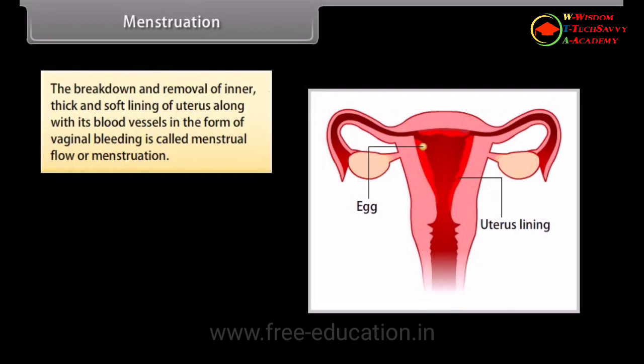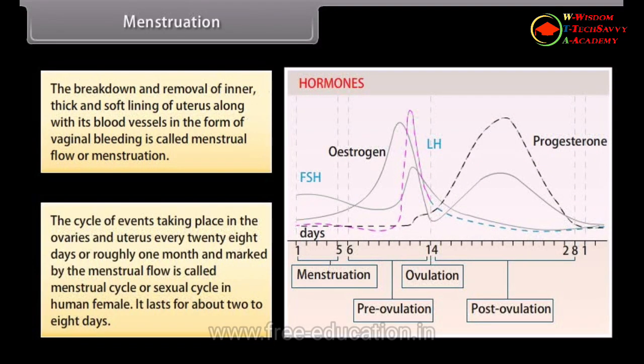Menstruation. The breakdown and removal of the inner, thick, and soft lining of the uterus along with its blood vessels in the form of vaginal bleeding is called menstrual flow or menstruation. The cycle of events taking place in the ovaries and uterus every 28 days, or roughly 1 month, and marked by the menstrual flow, is called the menstrual cycle or sexual cycle in the human female. The menstrual flow lasts for about 2 to 8 days.